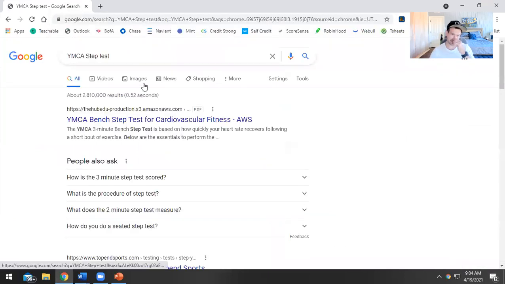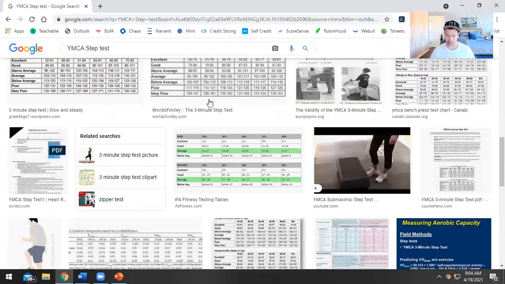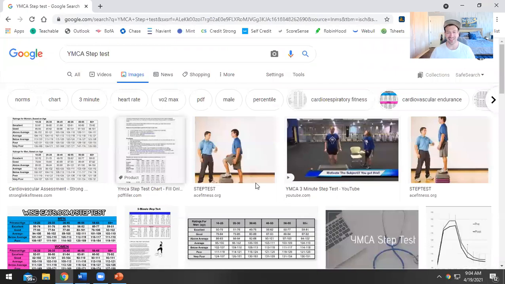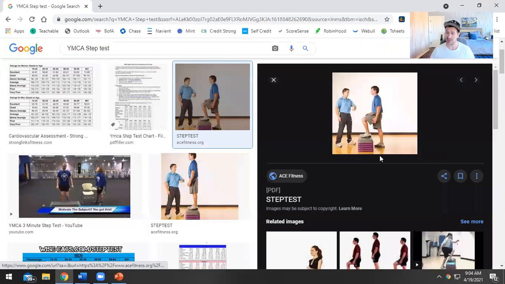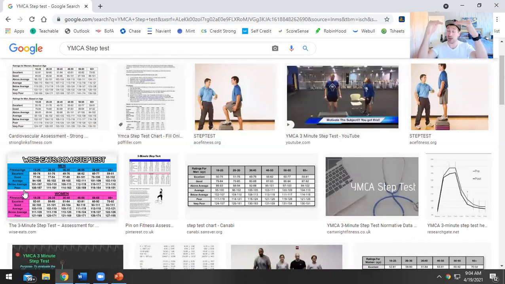I wonder if there's a graphic for this that has everything in one picture. No, I don't think so. All right, well, anyway, you're going to set up a step that is 12 inches high. You have your client climb that step, right foot, left foot, and then they go back down, right foot, left foot, up, up, down, down, over and over again, for exactly 3 minutes.